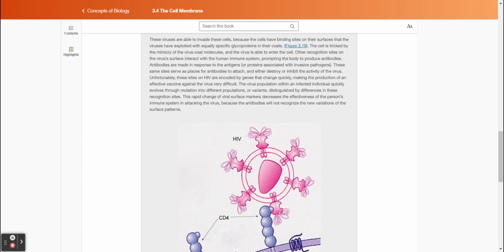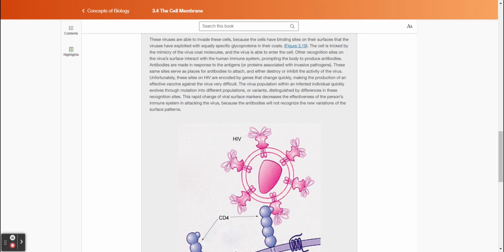The cell is tricked by the mimicry of the virus coat molecules, and the virus is able to enter the cell. Other recognition sites on the virus's surface interact with the human immune system, prompting the body to produce antibodies. Antibodies are made in response to the antigens, or proteins associated with invasive pathogens. These same sites serve as places for antibodies to attach and either destroy or inhibit the activity of the virus.